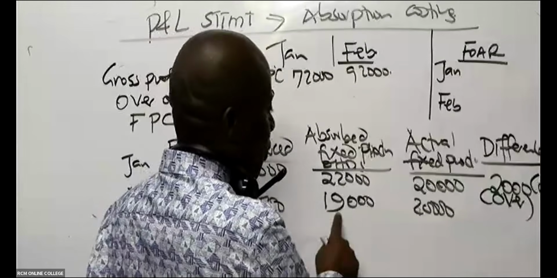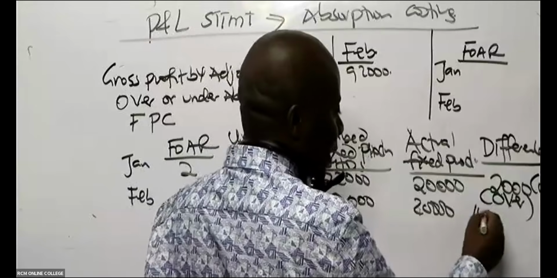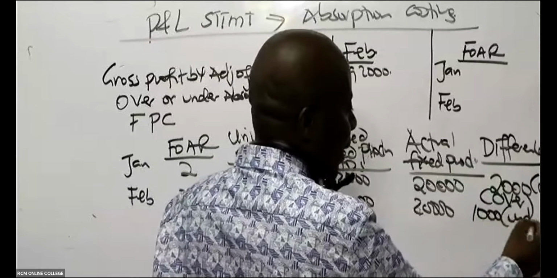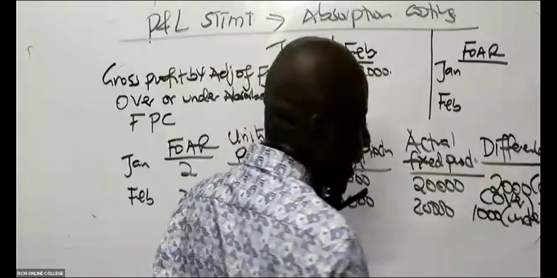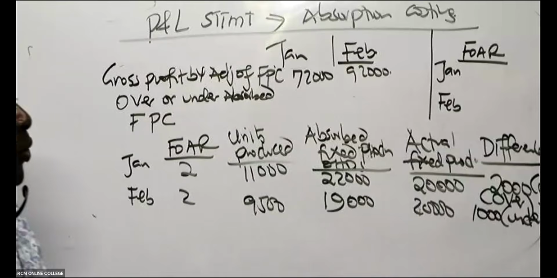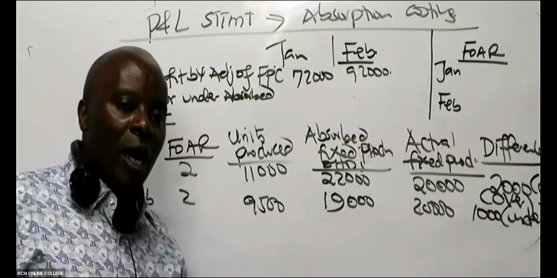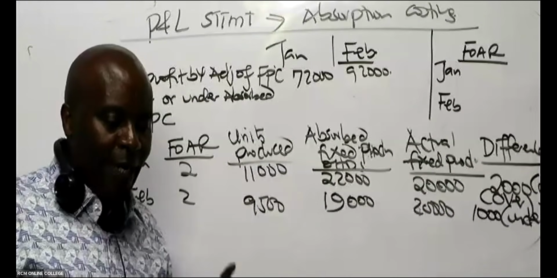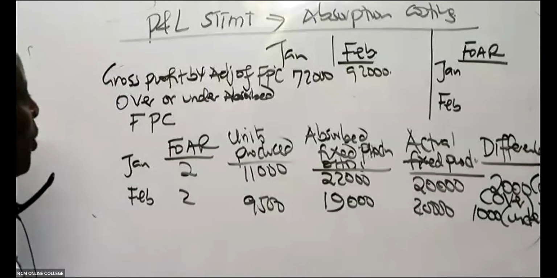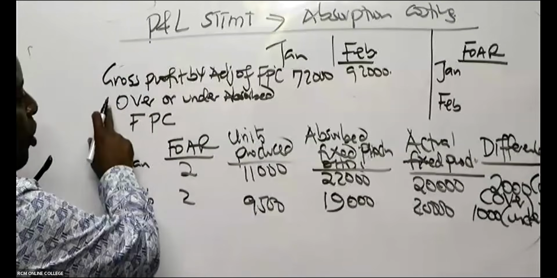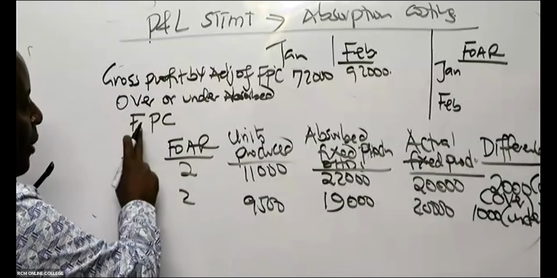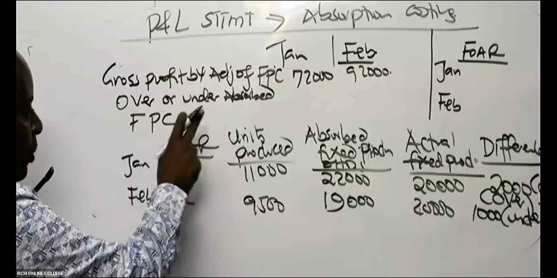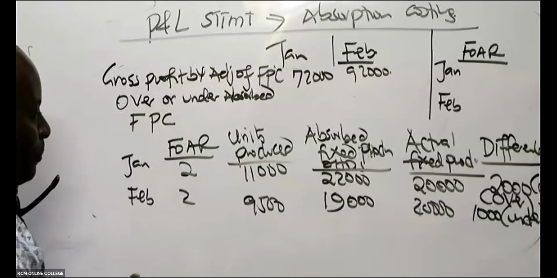How about this and this? 1,000, isn't it? And now it is what here? It's under, because the absorbed is smaller. We absorbed little. So is that okay? Then you come and take this over or under absorbed fixed production costs.